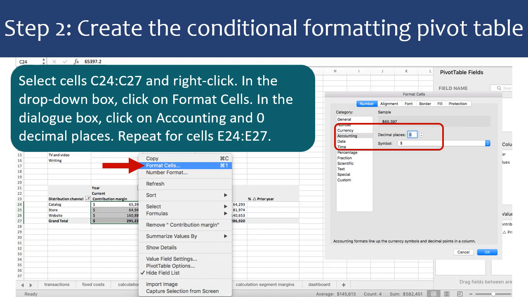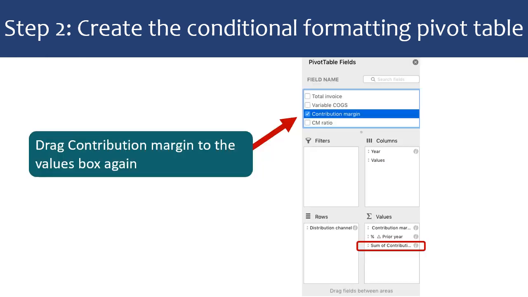Select cells C24 through C27 and right-click. In the drop-down box, click on Format Cells. In the dialog box, click on Accounting and 0 decimal places. Repeat for cells E24 through E27. Drag Contribution Margin to the Values box again.